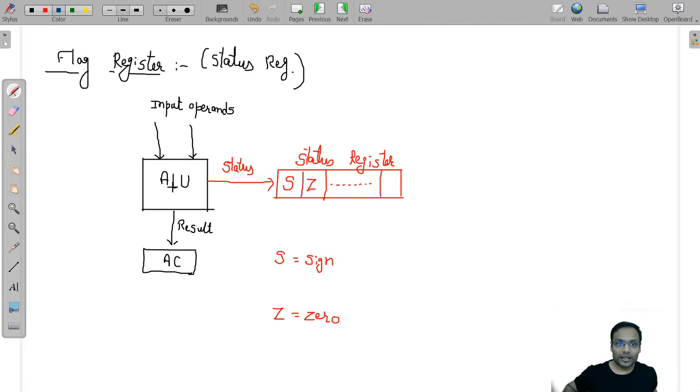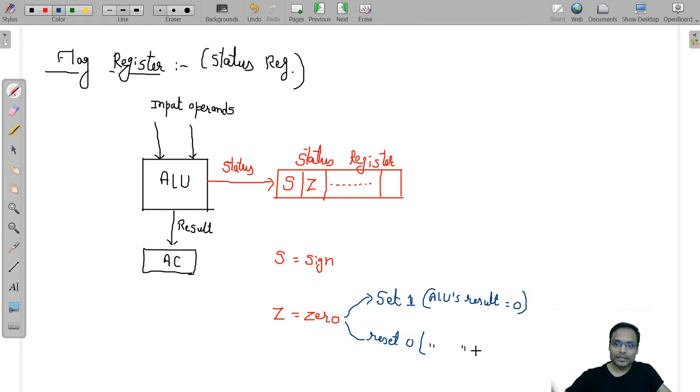So whatever the current operation performed in the ALU, if its result is 0, then this zero flag will be set. When will it be set to 1? When the ALU's result is equal to 0. And the zero flag will be reset when the ALU result is non-zero, not equal to 0. When the ALU result is not equal to 0, at that time this particular zero flag will not be set, which means it will be reset.